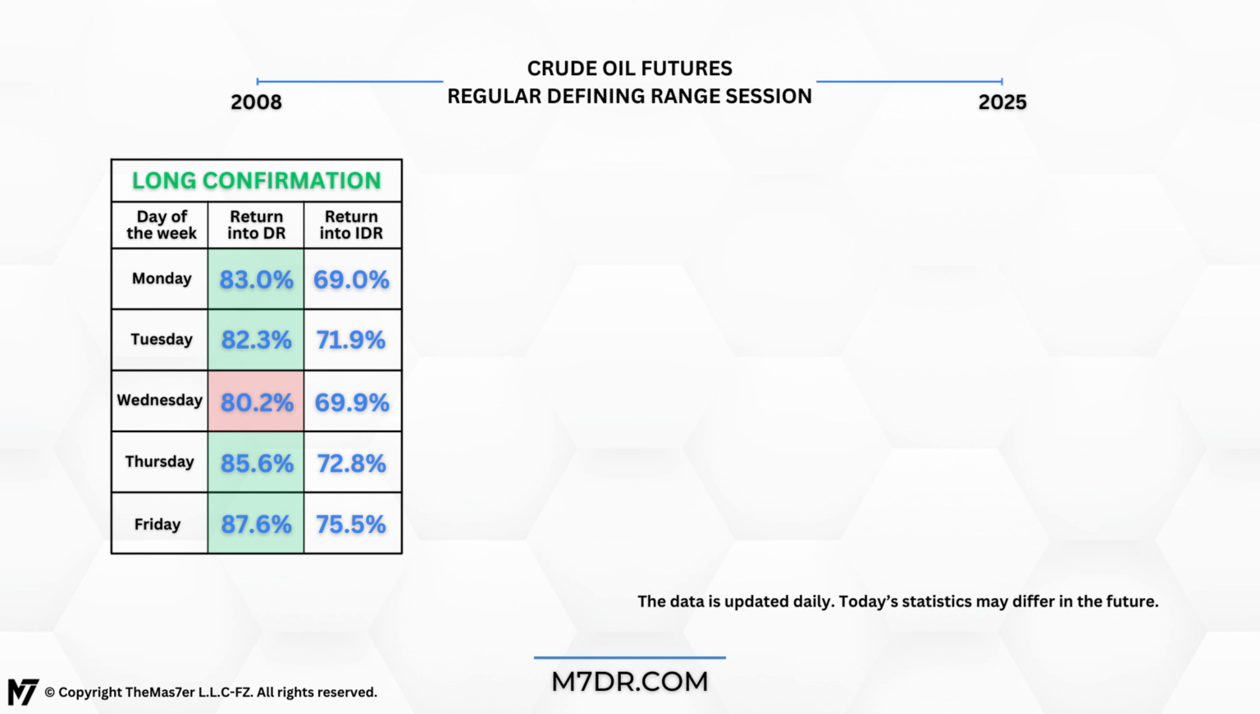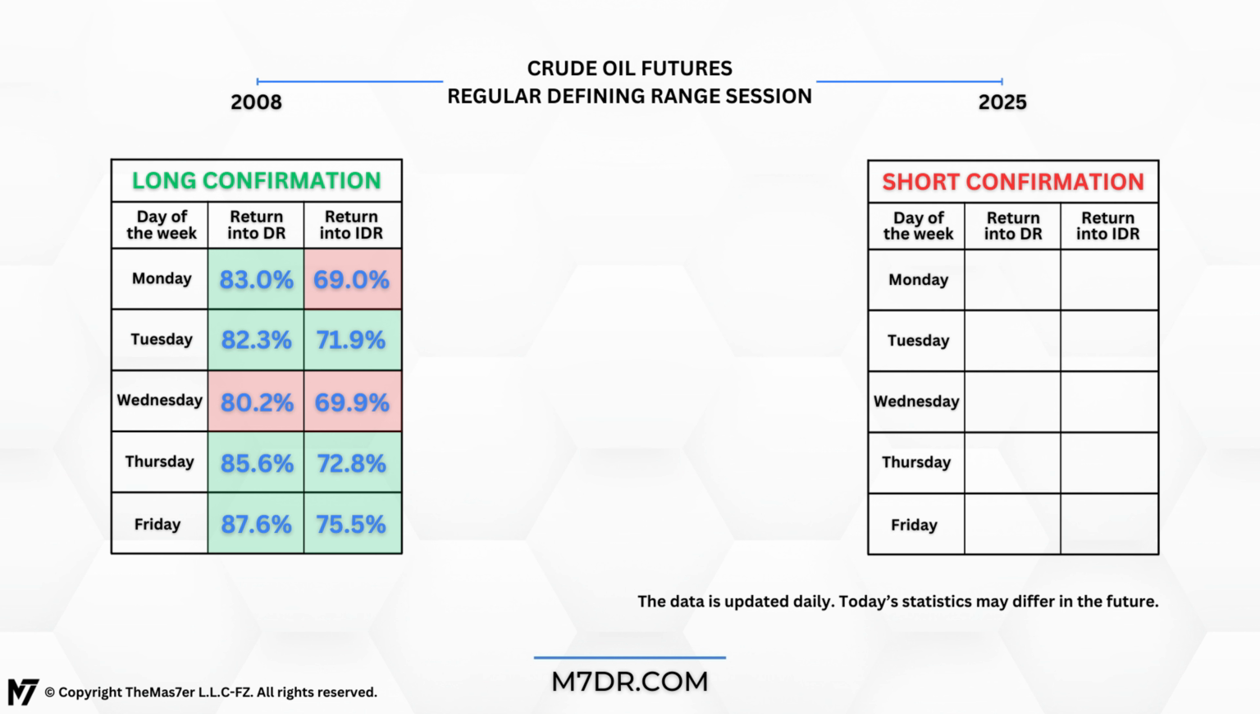For retracements back into the implied defining range, Friday holds the highest percentage with 75.5%. Mondays and Wednesdays fall slightly below 70%. Retracements following a short confirmation on the other side have relatively high percentages for every day, except for Wednesdays, where it's slightly lower with 80.2%. Looking at the statistics for retracements back into the implied defining range, Thursdays and Fridays come close to 80%, followed by Tuesday at 75.4%. Mondays and Wednesdays also hold their ground at around 70%.